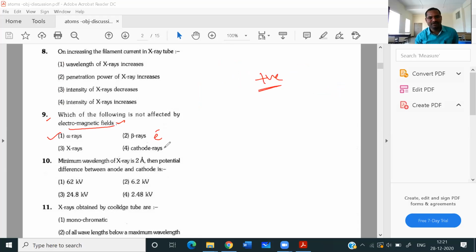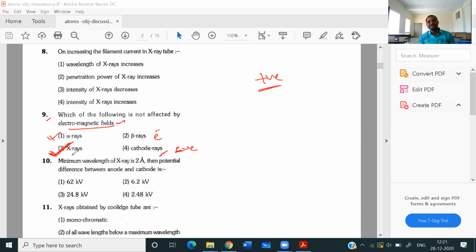Beta rays are nothing but electrons, negatively charged particles. Cathode rays are nothing but electrons, negative rays. Okay. X-rays do not have any charge, so they will not be affected by electric and magnetic fields. So option 3 is the right answer. X-rays cannot be deflected by electric and magnetic fields.